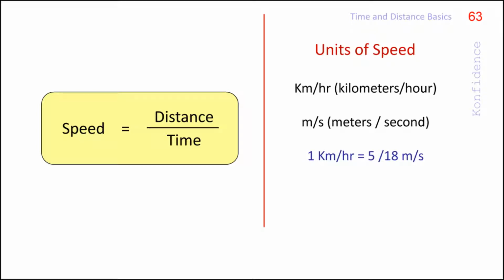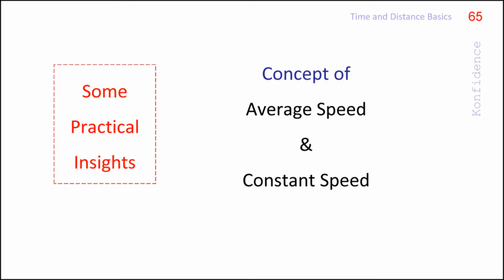The conversion from one unit to the other is given in the slide. 1 kilometer per hour is 5 by 18 meter per second, and 1 meter per second is 18 by 5 kilometers per hour. These relationships can be obtained by substituting 1 kilometer equals 1000 meters and 1 hour equals 3600 seconds. Let us take a relook at the previously discussed situation.